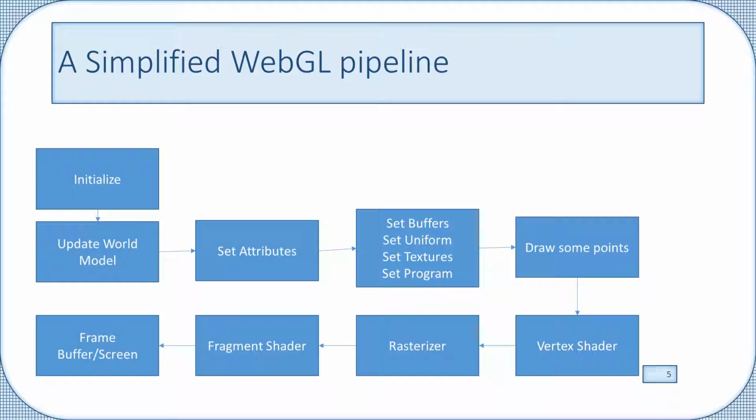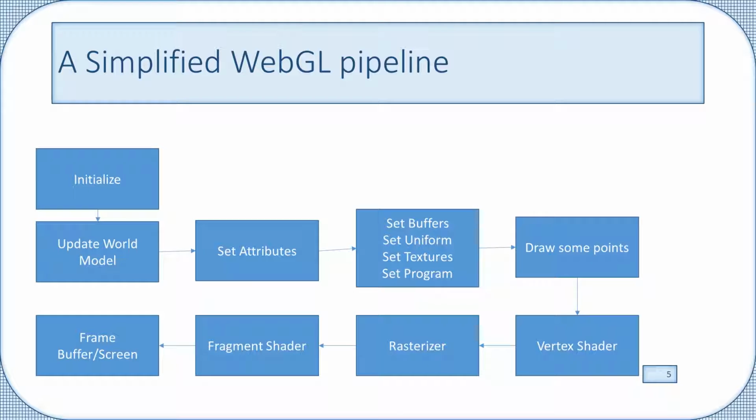So here we're going to initialize, this is a little bit simplified. We're going to update the world model, which means we're going to update where the camera is, if anything moved, but basically we'll deal with that later. We don't have to worry about that, that's not required. We're going to set our attributes, which are going to be from our vertices, or from how we read our vertices. Then we'll set which buffers, uniforms, textures, and programs we need to use, which we only do once, but we're going to set our state variables, set up how we want to do it.